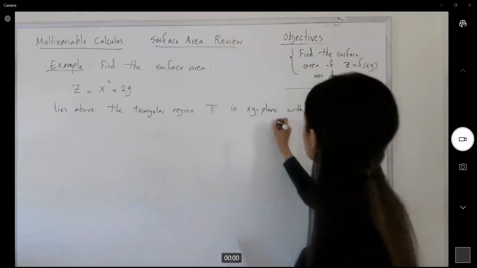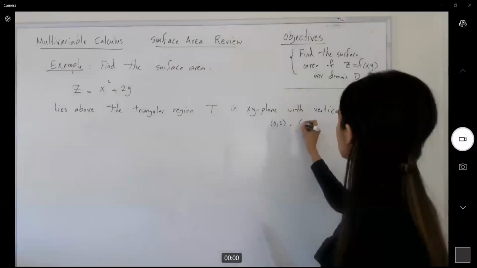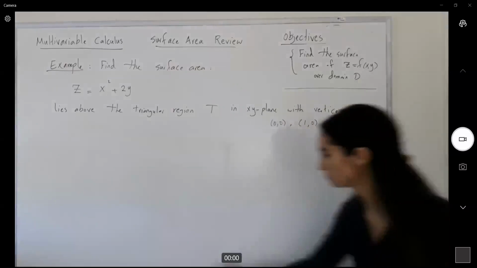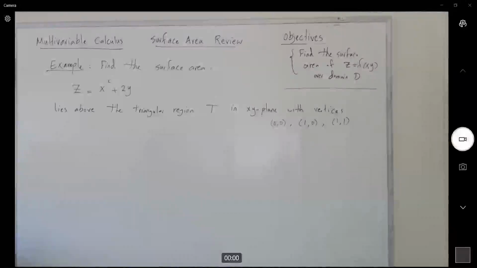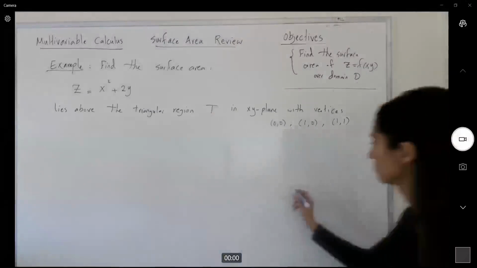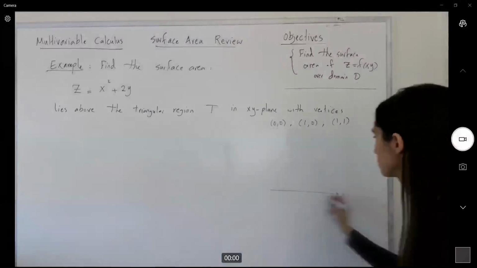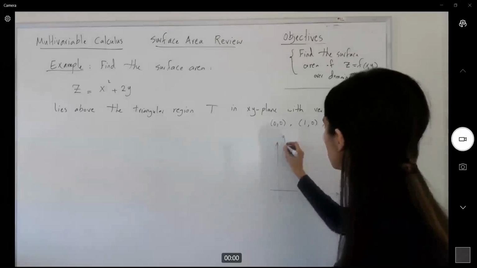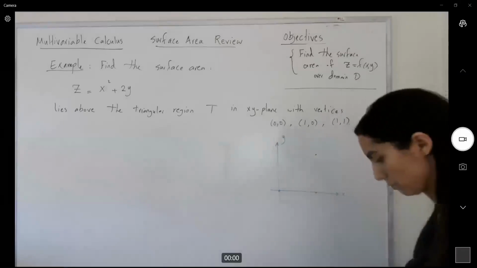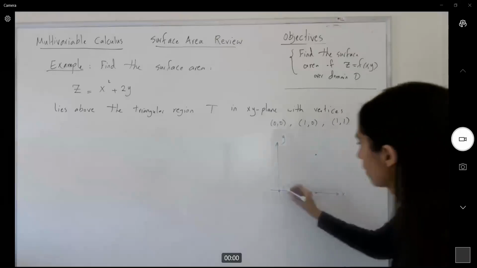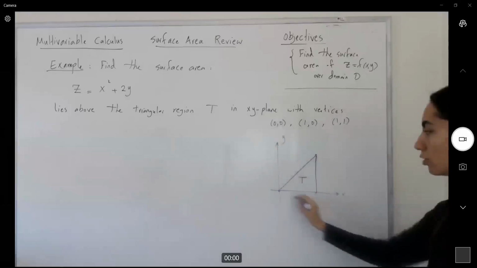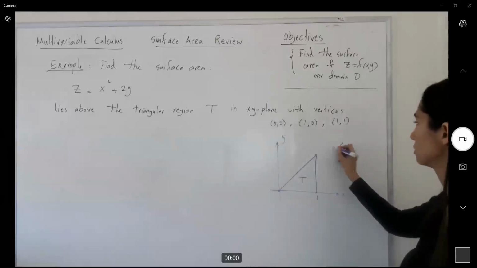We have 0 and 0, we have 1 and 0, we have 1 and 1. Well, let's graph this region. X-axis, y-axis, 0 and 0, 1 and 0, and 1 and 1. So here we have this triangle T. Your x ranges between 0 and 1.